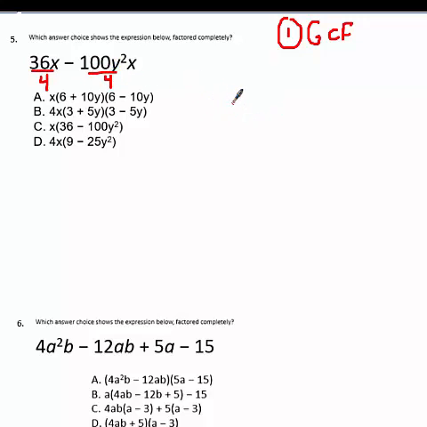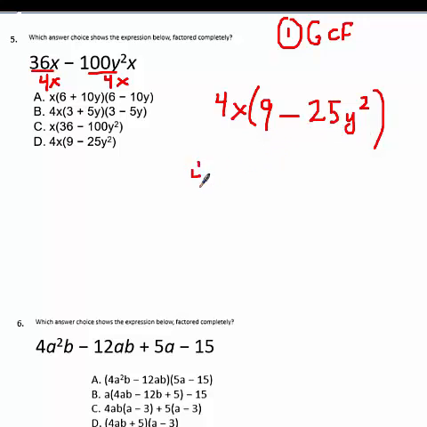Okay, so there's that. And they both have an x, so let's take out the x as well. So now I'm going to do 4x on the outside and make that then 9 minus 25y squared. And I'm going to just rewrite that and change the order just so it looks a little bit neater. So I'm going to do 4x and make that 25y squared minus 9, just so we see it like we normally see it.